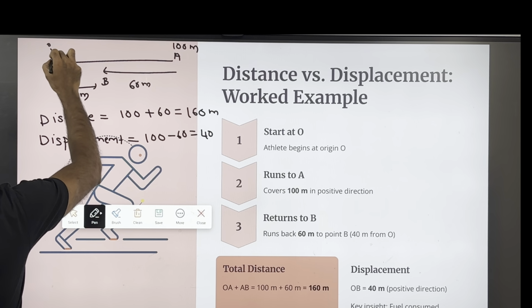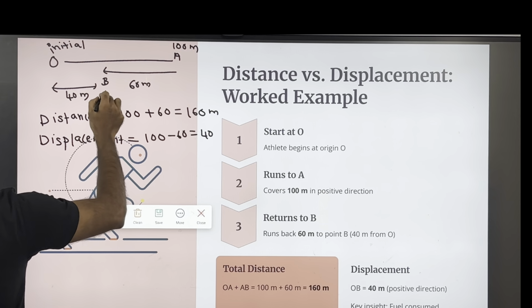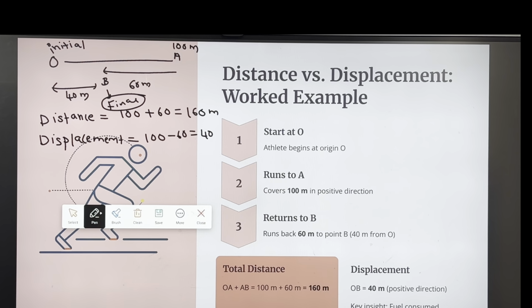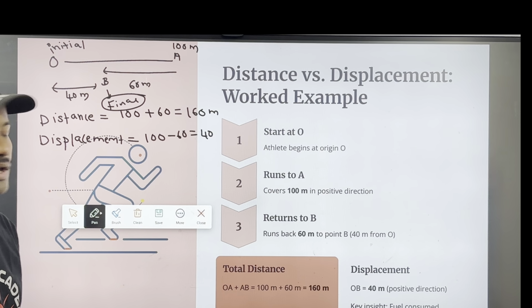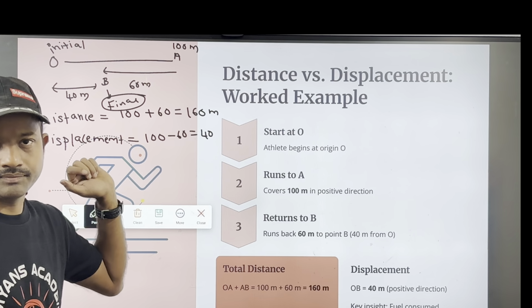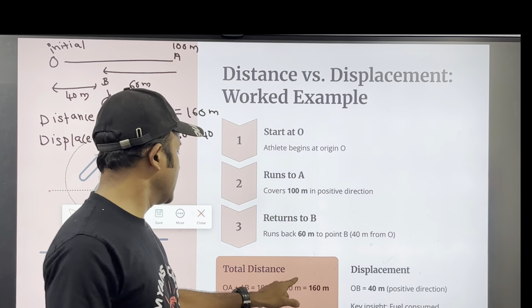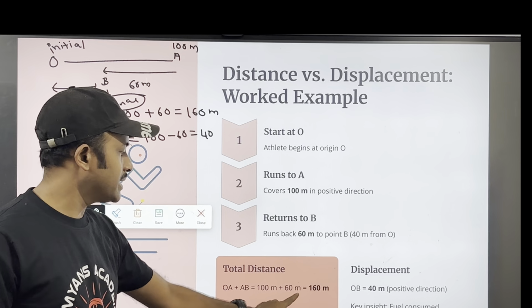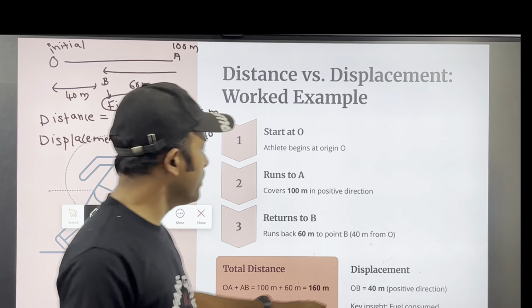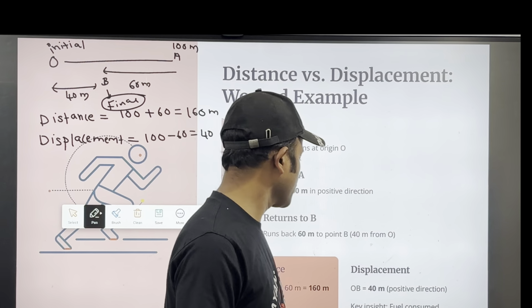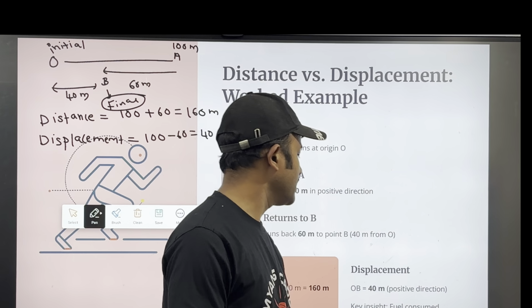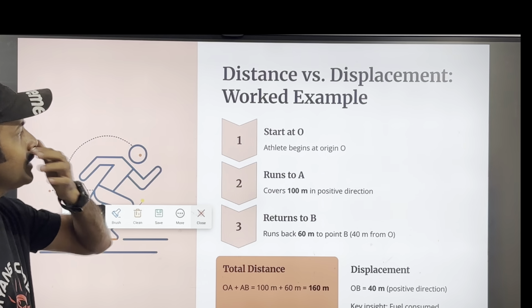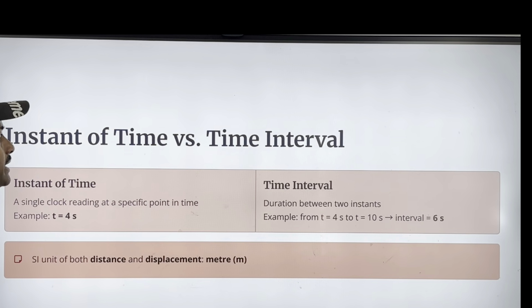Okay, O is the initial point and B is the final point. The gap between the initial and final point is how much? That is 40 meter. If you do in this way also, you are getting 40 meter. So the total distance means you have to consider O to A and A to B. OA plus AB, that is 100 plus 60, 160, and the displacement OB equal to 40 meter in positive direction. So key insight, fuel consumed depends on distance, not displacement. Okay. So in this way you have to consider distance and displacement.